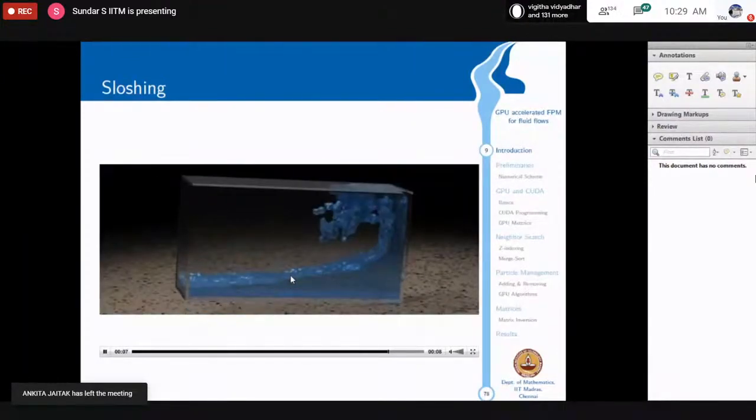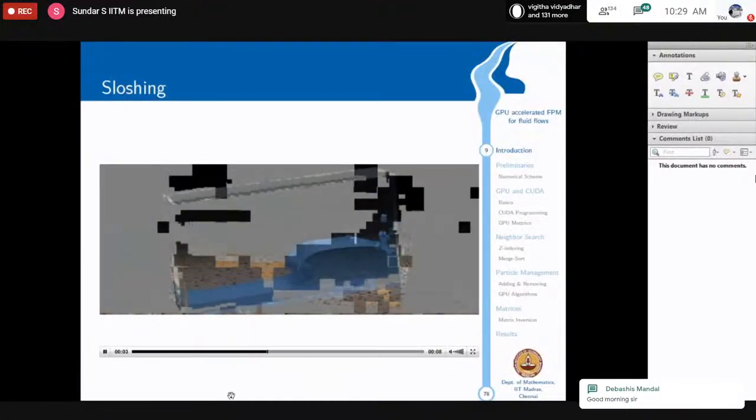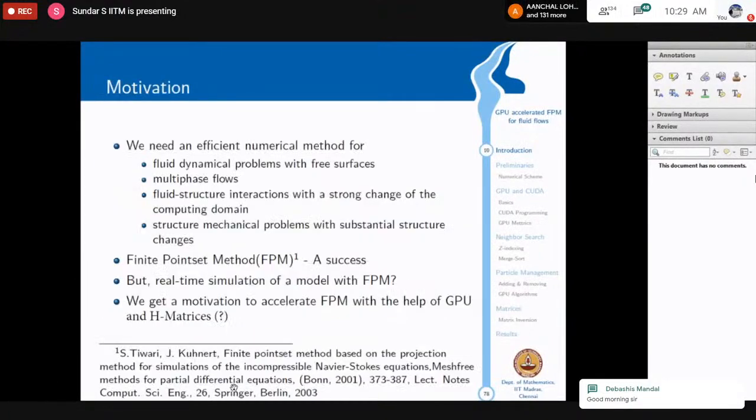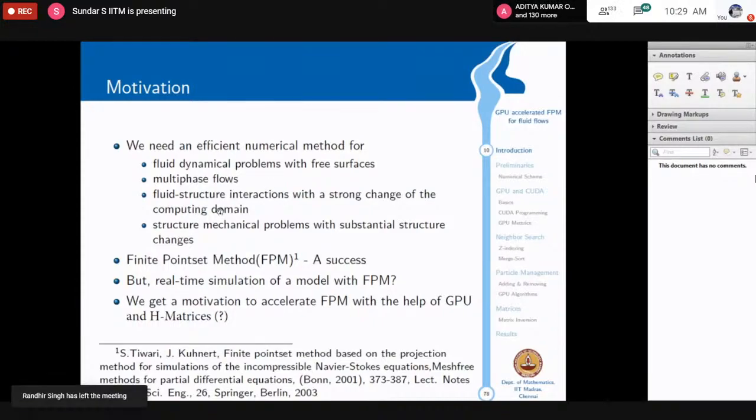So I'll go to the next part. Motivation: we need an efficient numerical method for fluid dynamical problems with free surfaces. In films, you have multi-phase flows. And there is fluid structure interaction, which we have seen here, with strong change of computing domain. For example, flood flow is basically fluid structure interaction. And you have structural mechanical problems with substantial structure changes.